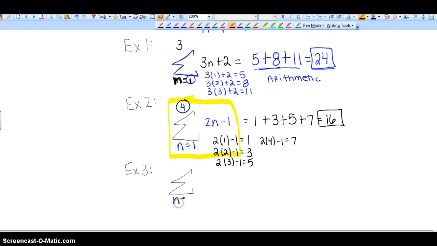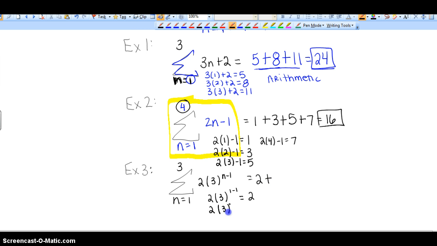The final problem we'll do is n equals 1. We'll go to 3, and we'll do 2 times 3 to the n minus 1. So this is from the first to the third. So we're going to plug in 1. So that's 2 times 3 to the 0th, which is just 1. So this is 2. So our first term is 2.